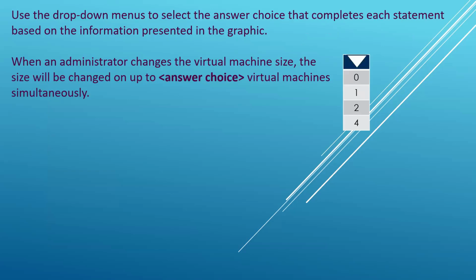When an administrator changes the virtual machine size, the size will be changed on up to how many virtual machines simultaneously, and your options are 0, 1, 2, and 4. Friends, if you resize the scale set, all the VMs get resized at once, and this virtual machine scale set has 4 instances, so 4 is the correct answer choice here. Both the cmdlet outputs given in the question are irrelevant to this statement.